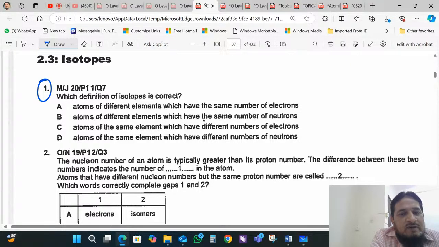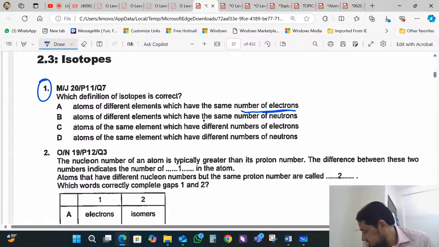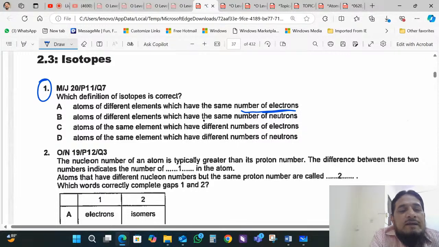Atoms of different elements which have the same number of electrons. Atoms of different elements which have the same number of neutrons. Then atoms of the same element which have different numbers of electrons. Atoms of the same element which have different numbers of neutrons. So this is the definition.